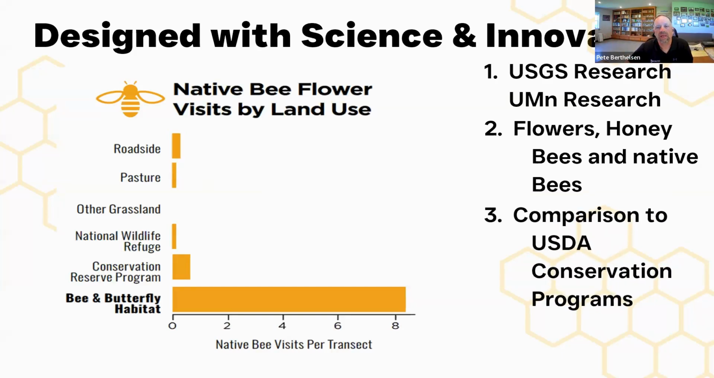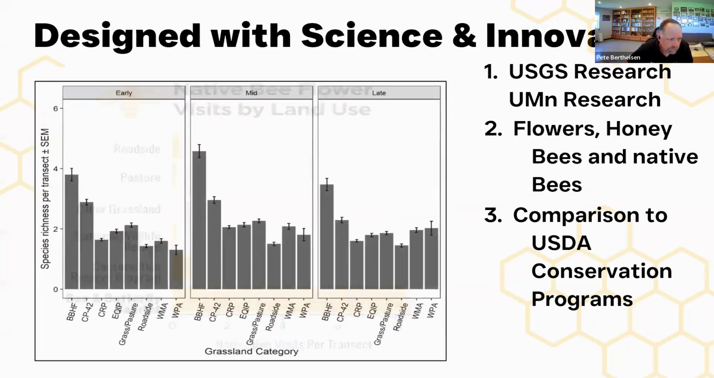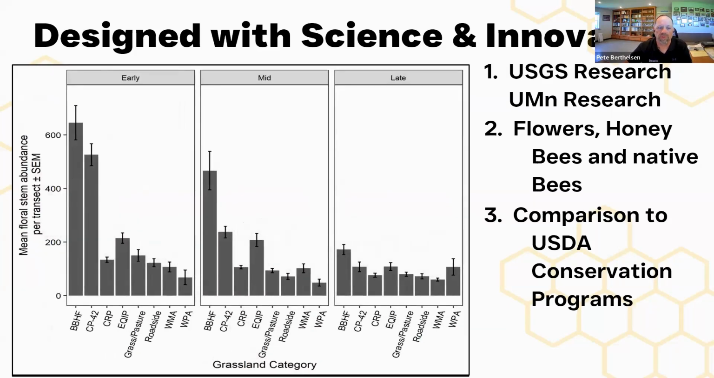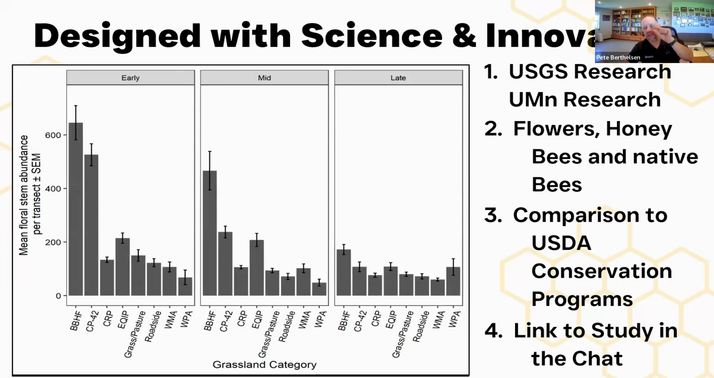And when you took that study a little bit deeper down, and they compared it to USDA conservation programs, they found that no matter what the season, bloom period 1, 2, or 3, the bee and butterfly habitat fund seed mixtures performed better, provided greater pollinator value than USDA pollinator programs, all the other conservation programs, wildlife management areas, waterfowl production areas, all of those sorts of things. So we're very excited about that. Lots of flowers, lots of pollinator use, and one of those studies, with the actual research study link to it, is now being added to the chat so that you can take a look at that.